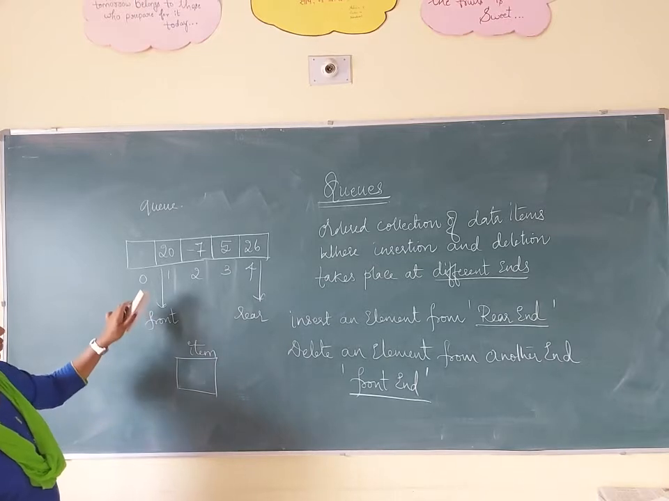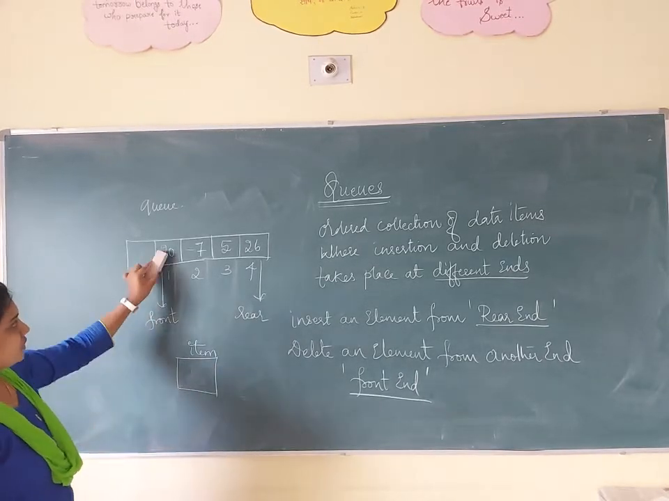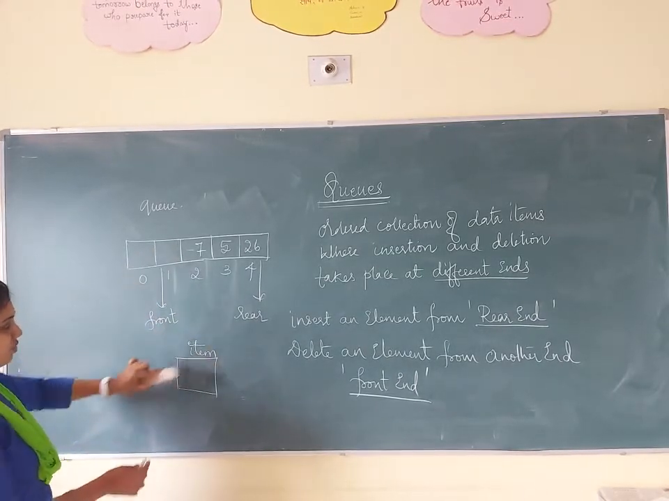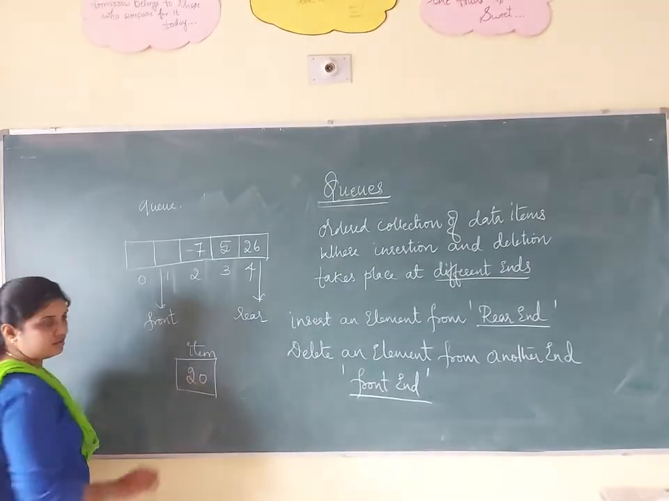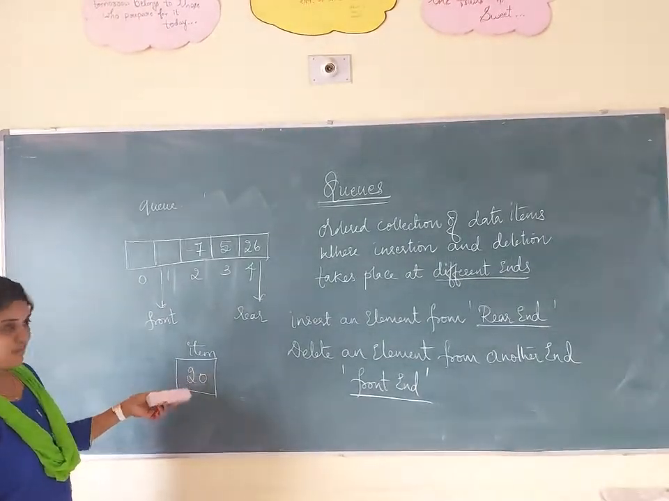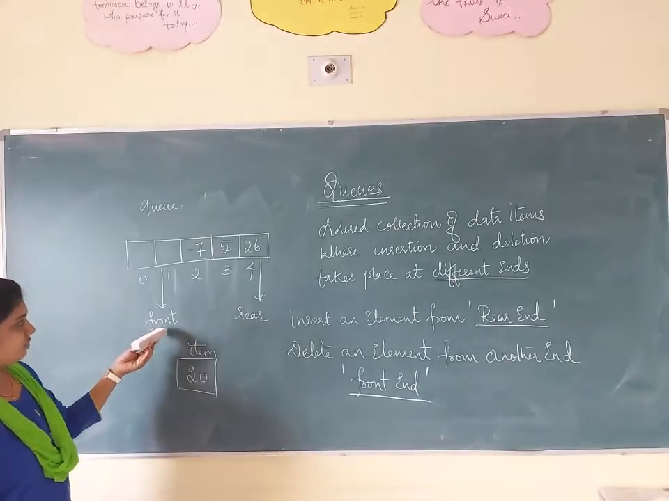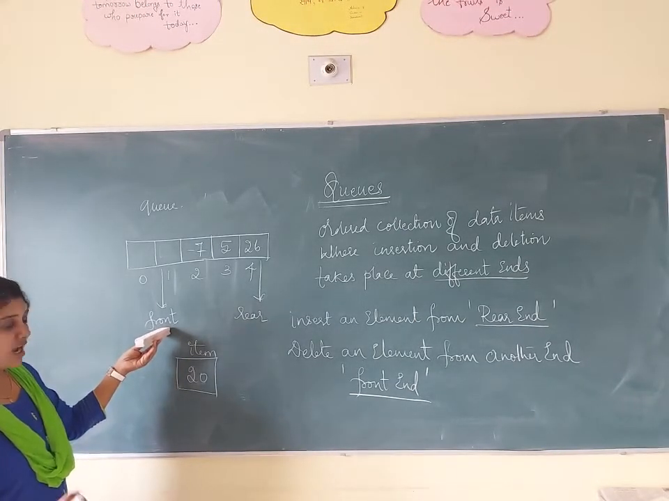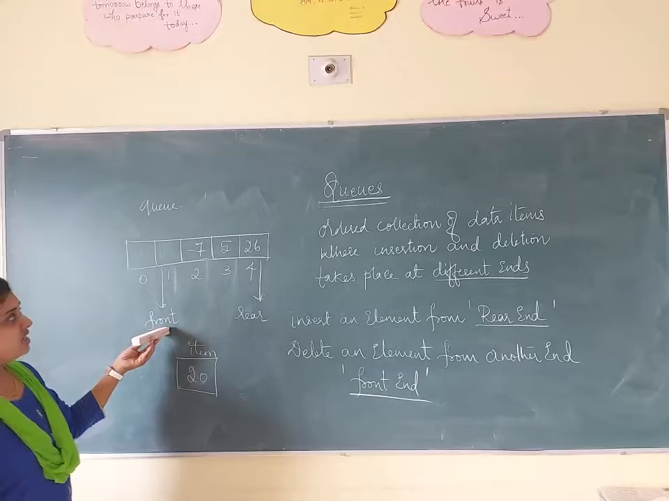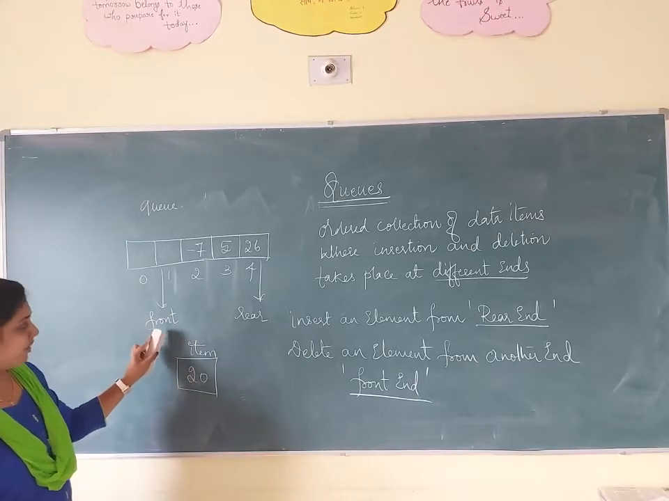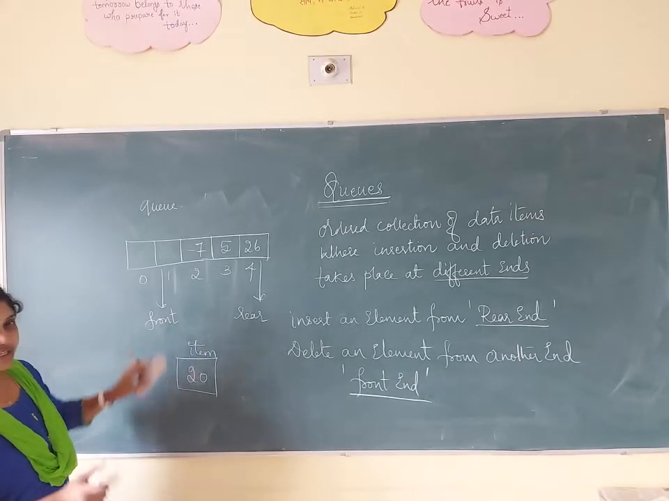So what I want to do, I cannot delete directly. So you take this element and store it in one temporary variable. So front is pointing to 1. Again, I want to delete what? 7. So you have to increment what? Front. Front is pointing to 1.